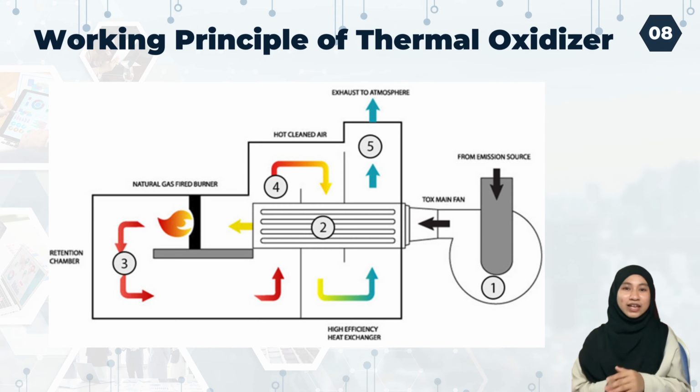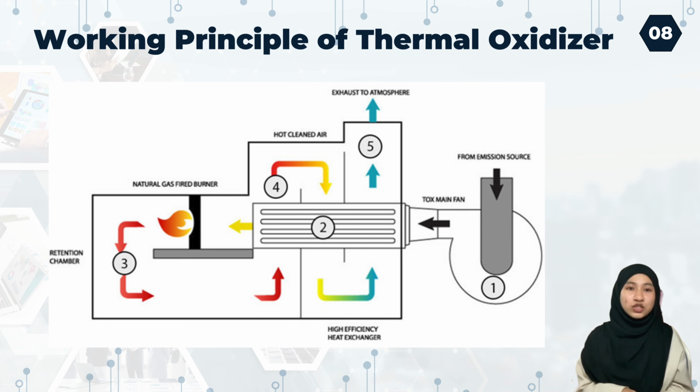So now, let's look at the working principle of the thermal oxidizer by following each number in the figure. At point number 1, the pollutant is forced through the oxidizer by a system fan. If the process air stream does not contain enough oxygen for burning, ambient air is introduced. This is crucial for the oxidation process, where the pollutants react with oxygen to produce carbon dioxide and water.